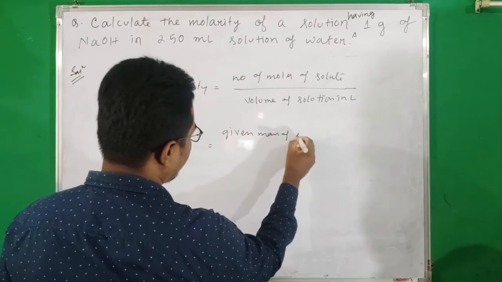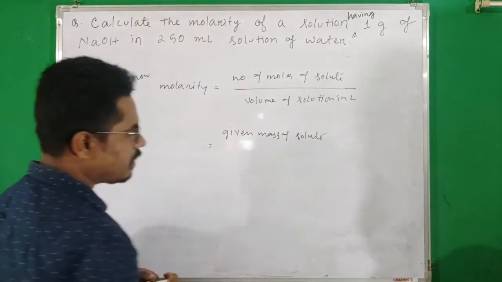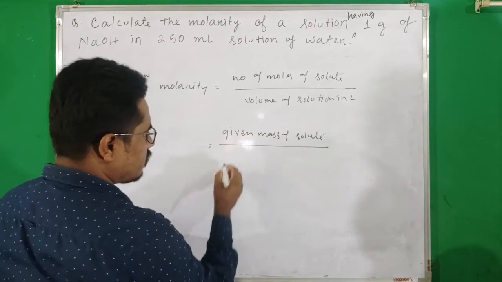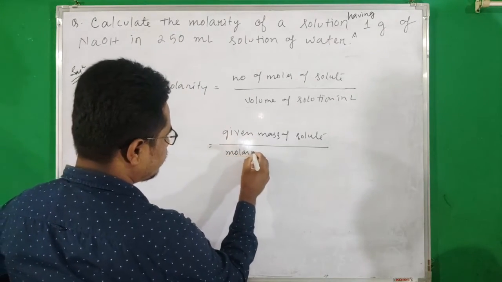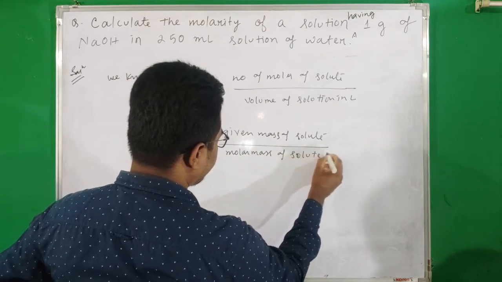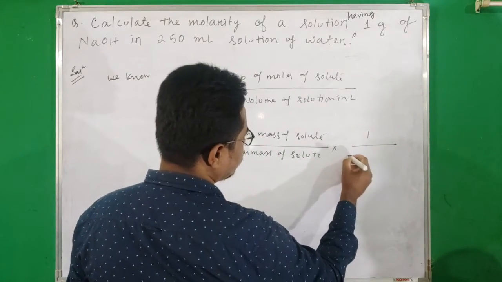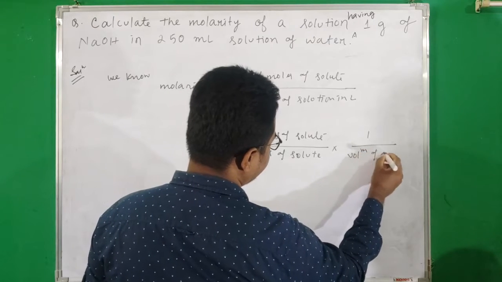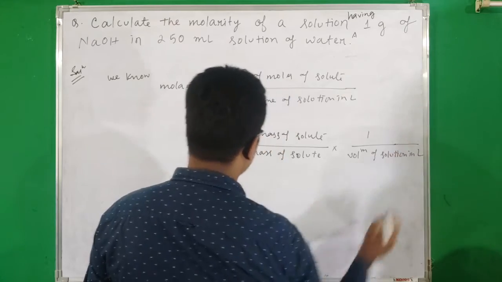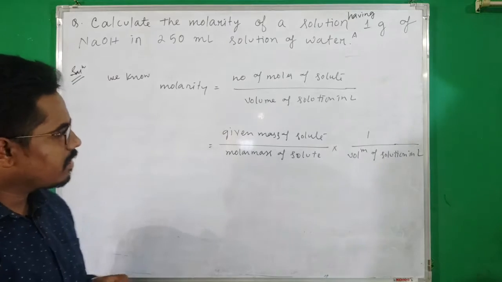the given mass of solute and the molar mass of solute, because number of moles equals given mass of solute divided by molar mass of solute. So molarity equals given mass of solute divided by molar mass of solute, into 1 divided by volume of solution in liter. This formula was also given in the last class.